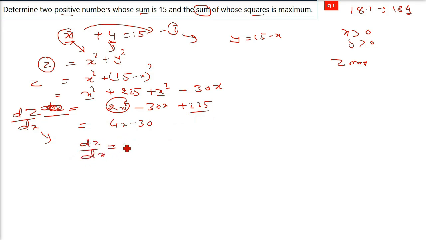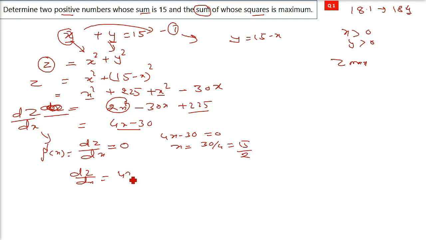In order to get the maximum and minimum, we have to equate it to 0. That means 4x minus 30 has to be 0. x will be 30 by 4. And 30 by 4, if you just divide both numerator and denominator by 2, it will be 15 by 2. It's just the half of 15. So what will be y? It will be again 15 by 2, because 15 by 2 and 15 by 2 will make 15.